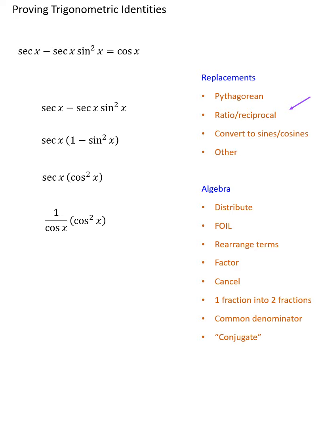So next I just used a basic fact of algebra that a fraction times a non-fraction involves multiplying the non-fraction by the numerator only. That's just some basic middle school fraction work. And then I decided to cancel the cosine from the top and bottom, leaving me with cosine. And lo and behold, I have the expression that I wanted to create.